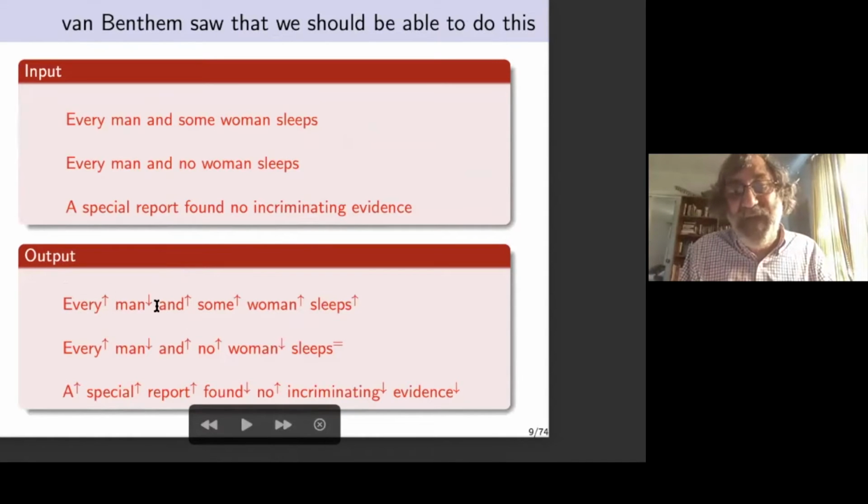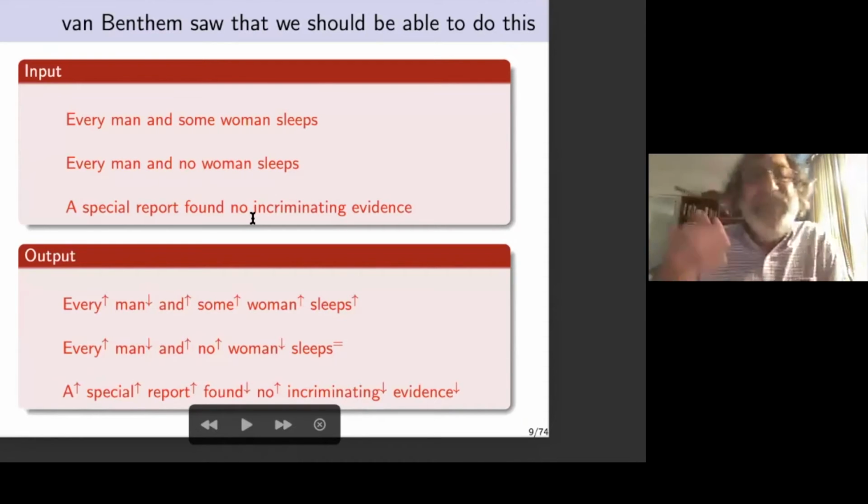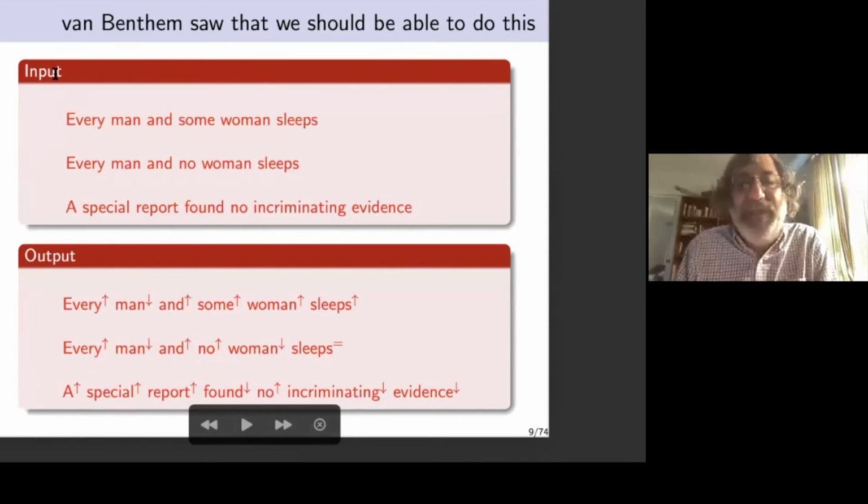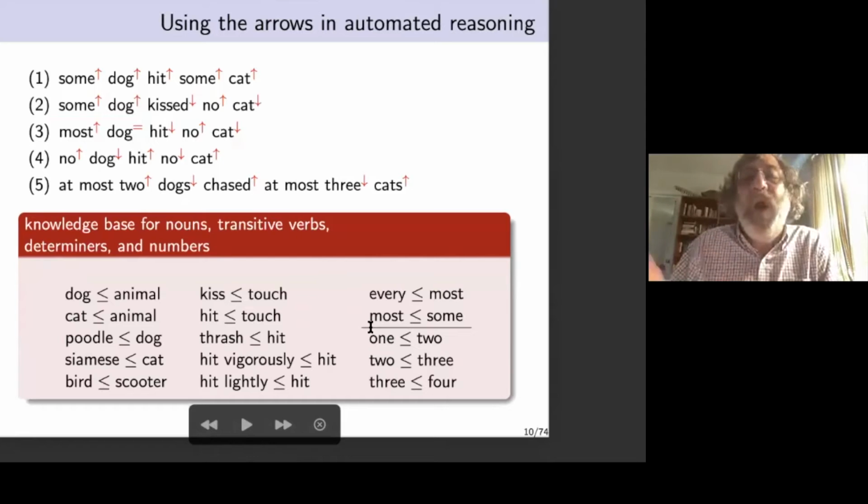So every man and no woman sleeps: man is down, and some is up, and woman is up, and sleep is up. And there's this thing here, equals, which I'll have to explain in a minute. So basically, van Benthem had the insight that you should be able to do something like this: input a sentence and have it tag the arrows afterwards. Now, let me show you why you would want to do that.